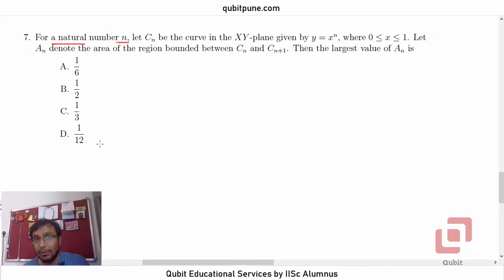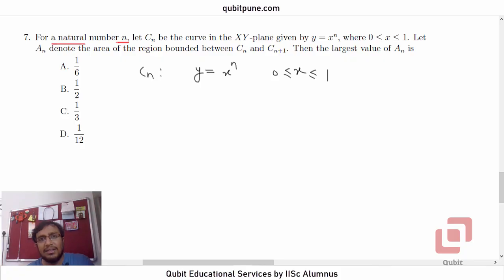Now what we will first do is, we will first try to find the function An in terms of n, correct? And then we can very easily check for its maximum or its minimum value. Okay, so we have y equal to x raised to n, and x lies between 0 and 1, right? So this is in general the equation for the curve Cn.